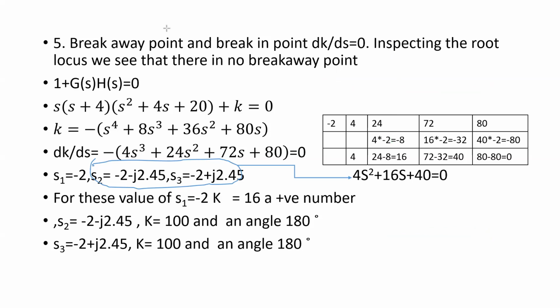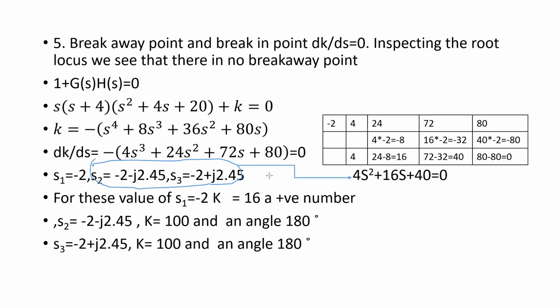Then next, we'll have to differentiate, because I said at the breakaway point the k value will be maximum. So we'll find the value of k, differentiate it with respect to s, and find the solution for this. Because it is a cubic equation, you will have three solutions: s1 = -2, -2 - j2.45, -2 + j2.45.